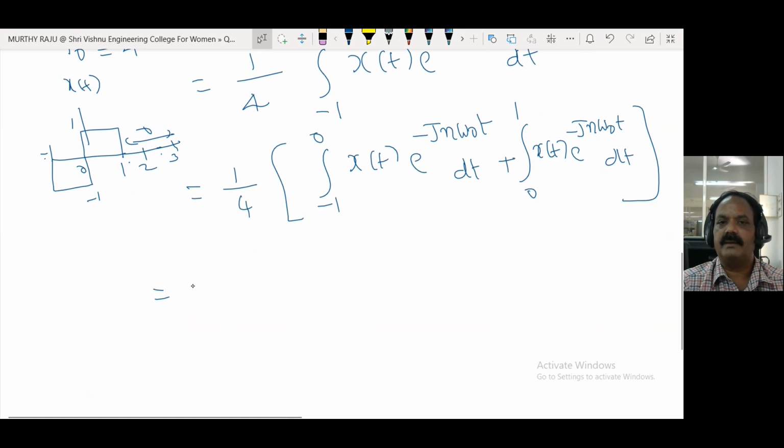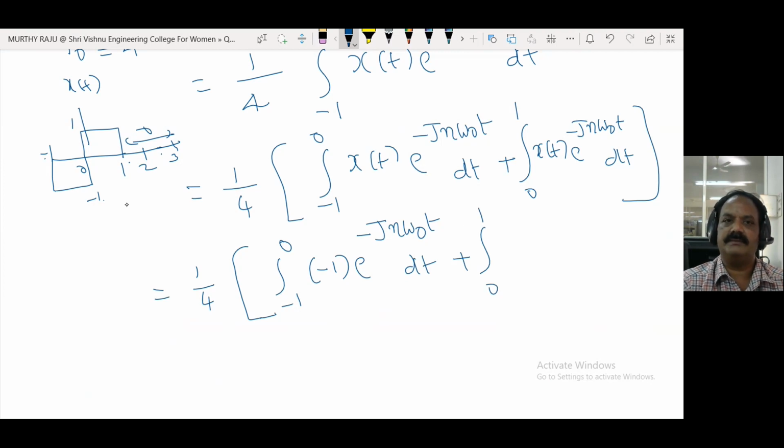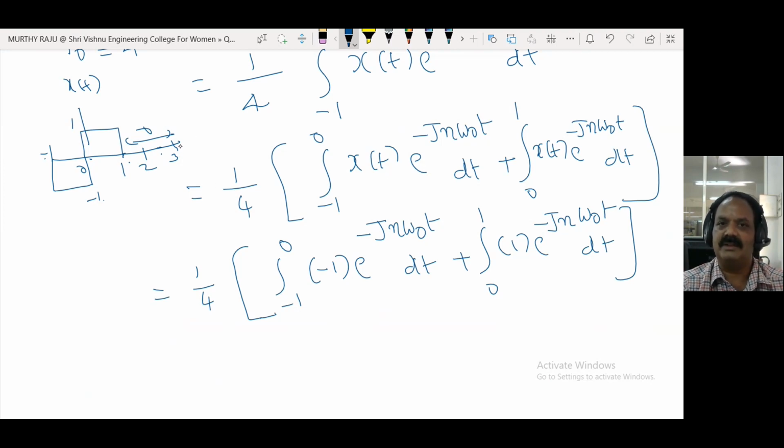Here, 1 by 4 times the integral from -1 to 0, where the value of x of t is -1, of e power -j n omega naught t dt, plus the integral from 0 to 1, where the value of x of t is 1, of e power -j n omega naught t dt. For 1 to 3, I have not written it here because the value of x of t is 0.